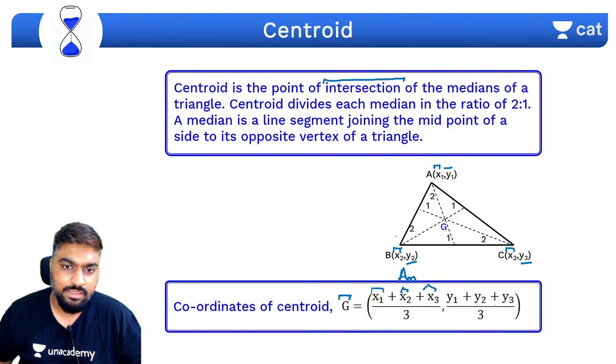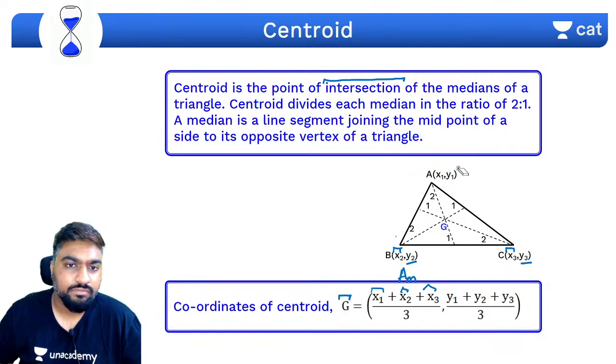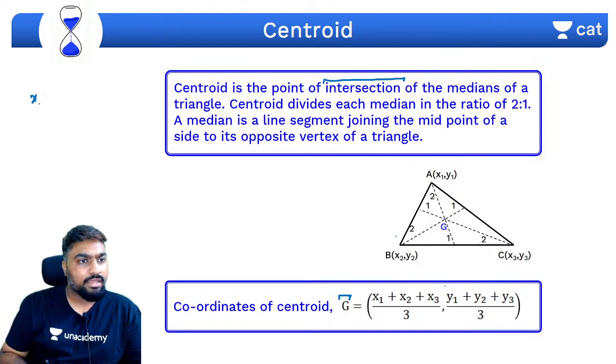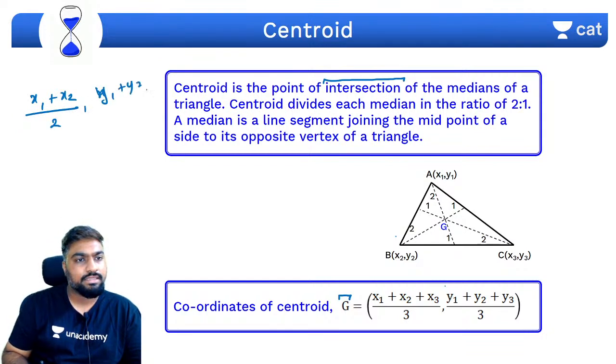Are you getting this? It's that simple. This is very close to the midpoint, correct? How do you find the midpoint? You take the arithmetic mean of the x coordinates and the arithmetic mean of the y coordinates. So this is just an extended version of the midpoint. You just add up another coordinate and divide by 3. Understood?